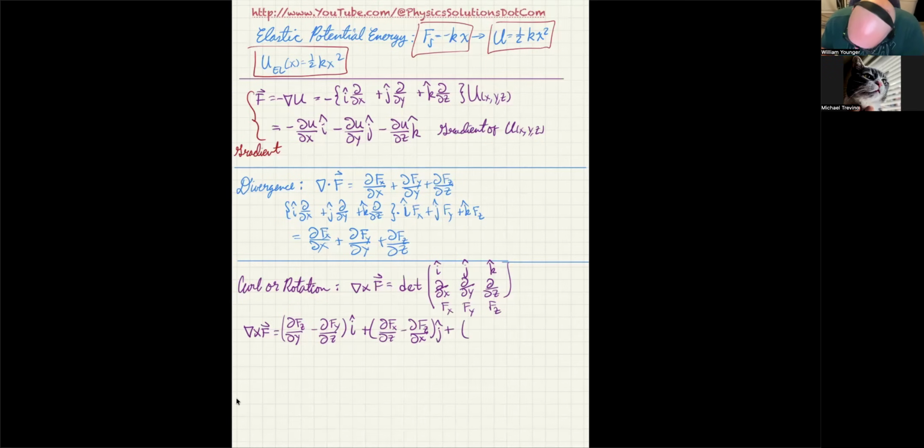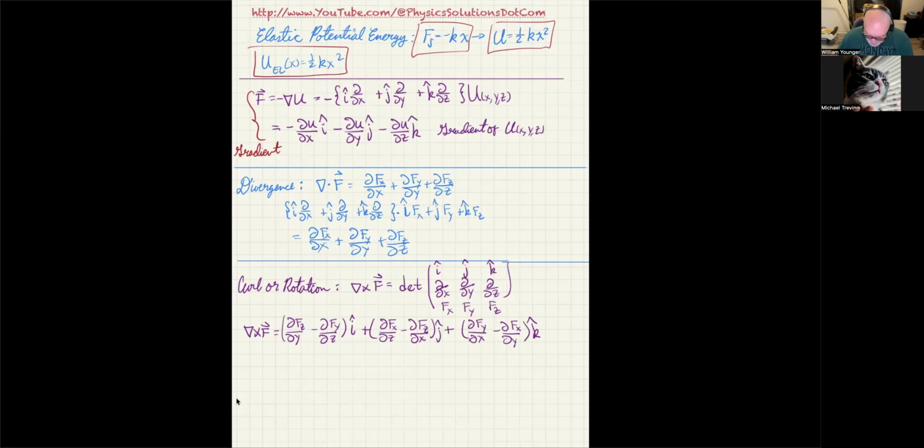So the partial of f sub y with respect to x minus the partial of f sub x with respect to y times k hat. That is the curl of the function. Now, if you did all these computations and it automatically came out 0, then you know the force is actually a conservative force. But that's how you do it.